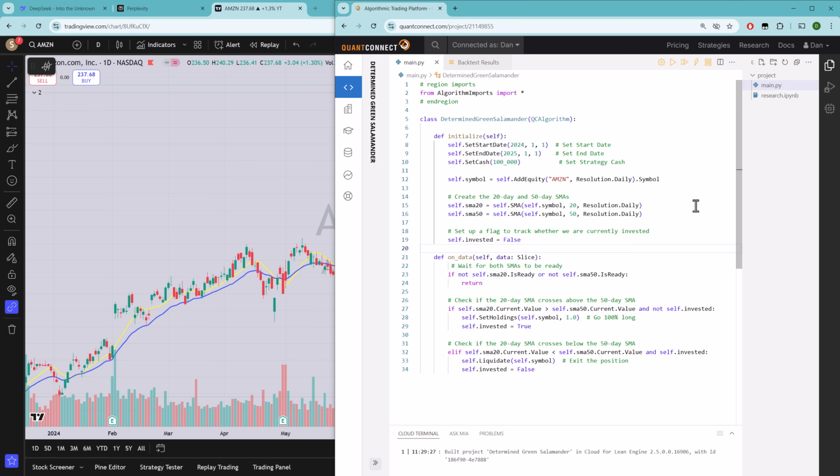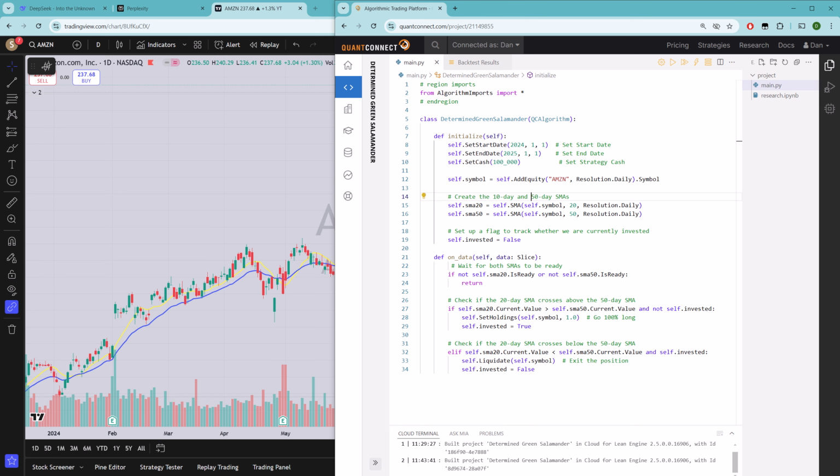However, we can also use other simple moving averages. Why just 20 and 50? How about trying 10 days, which should be about 2 weeks, and 20 days, which should be about 1 month. I'm going to rename it to 10 day, 20, go everywhere, 10, 20. Same here, 10, 20.